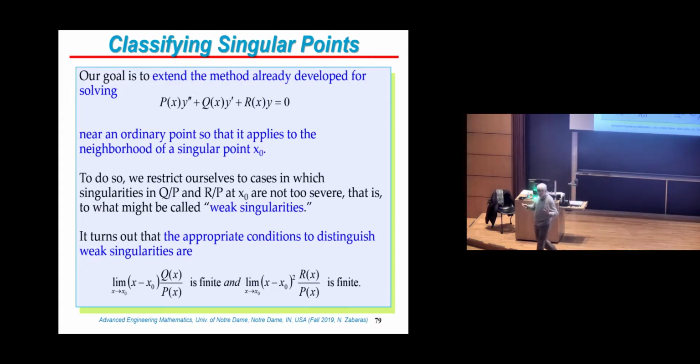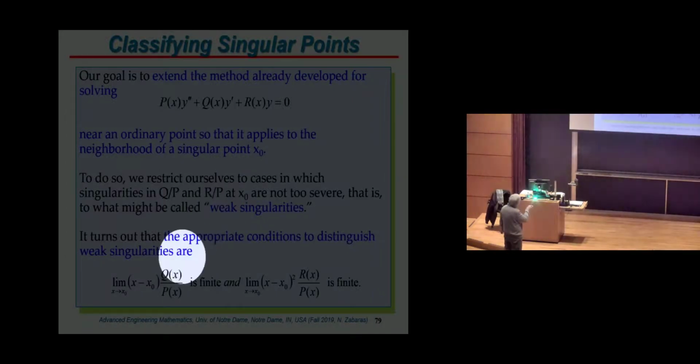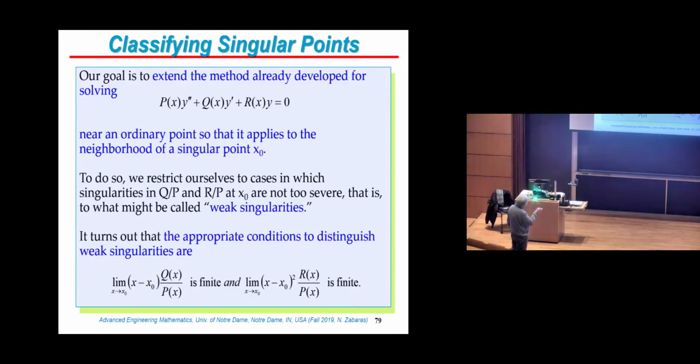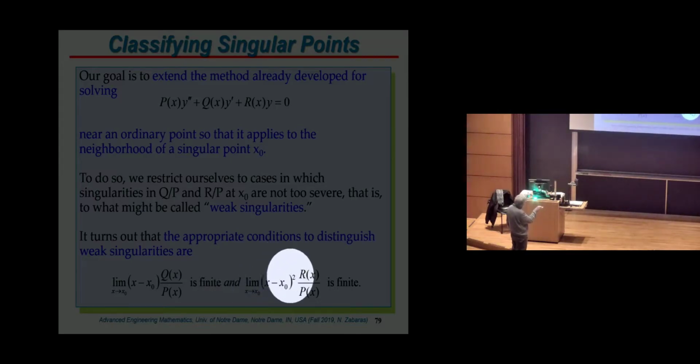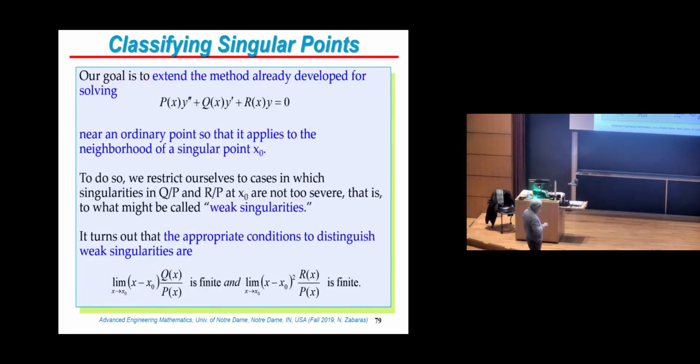So we're going to try to solve second-order equations for singularities that are weak. I already defined the singularities: if Q, P and R are polynomials, the singularities are regular when the limit of this is finite and the limit of that is finite. So if you take the ratio Q over P and multiply by x minus x0, and this limit exists, and the limit with x minus x0 squared exists, then we call that singularity a regular singularity.